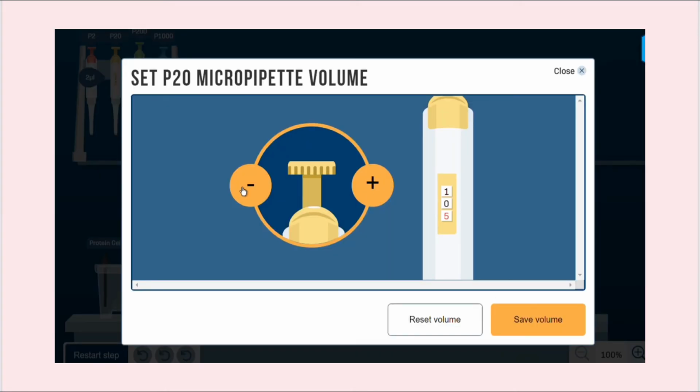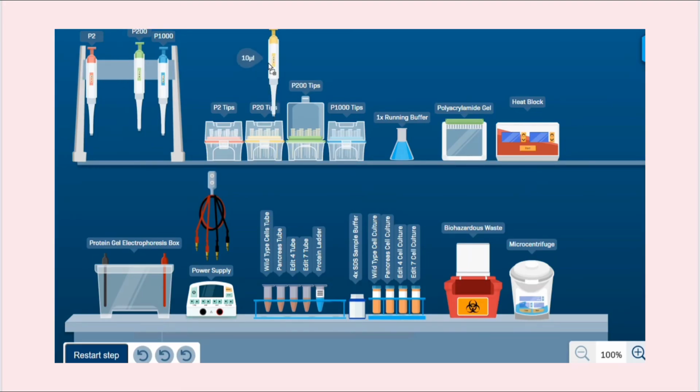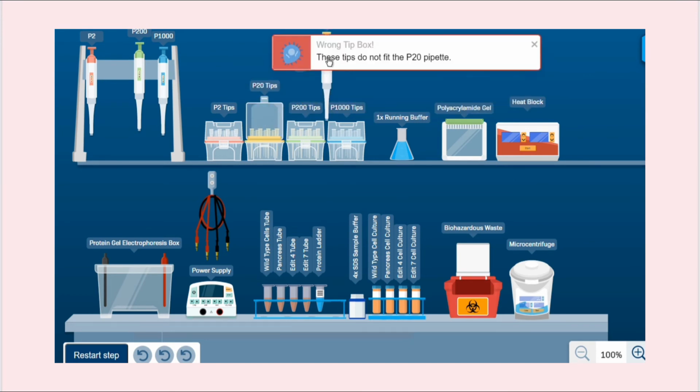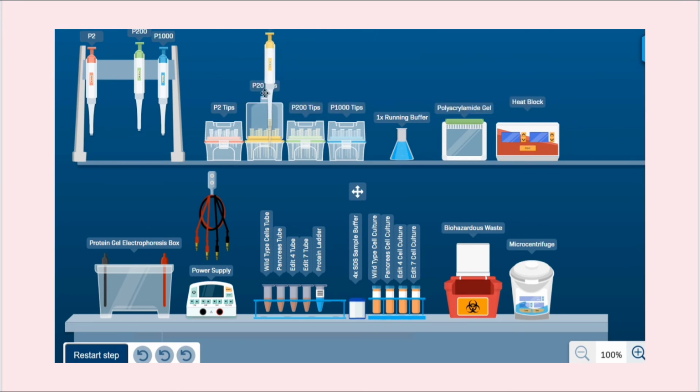Next, set a micropipette to 10 microliters and attach the tip. Next, draw up 10 microliters of 4 times SDS sample buffer. Then close the 4 times SDS sample buffer and dispense the 4 times SDS sample buffer into the wild type cell tube.